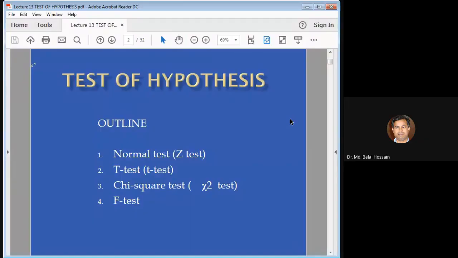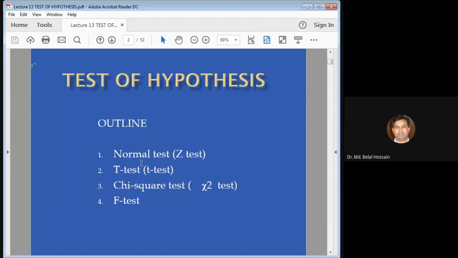Okay, possibly not. The next chapter is test of hypothesis. This is a very important chapter in statistical inference. As you go on, you have to learn it if you want to stay in the field of study or research. So in test of hypothesis, we have to learn these 4 test statistics.